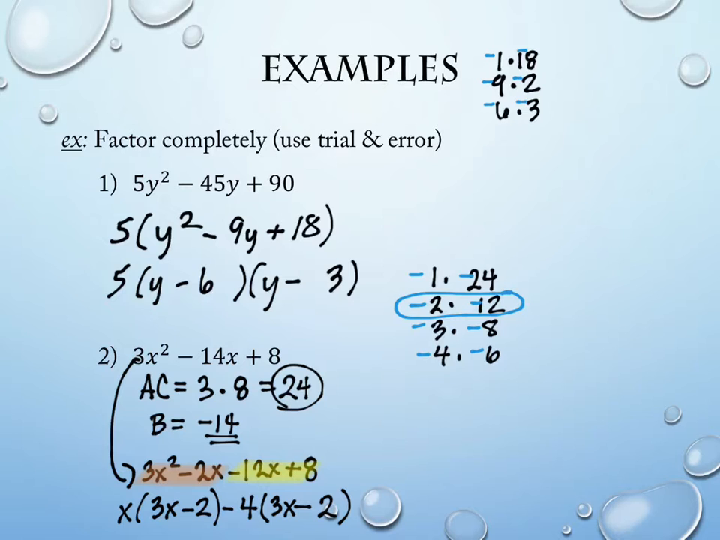Okay, so looking at these now, the 3x minus 2s, those have in common. So I have 3x minus 2. What's left? X minus 4.